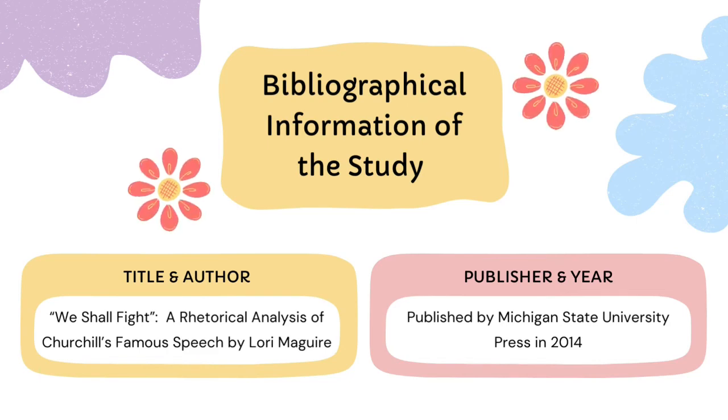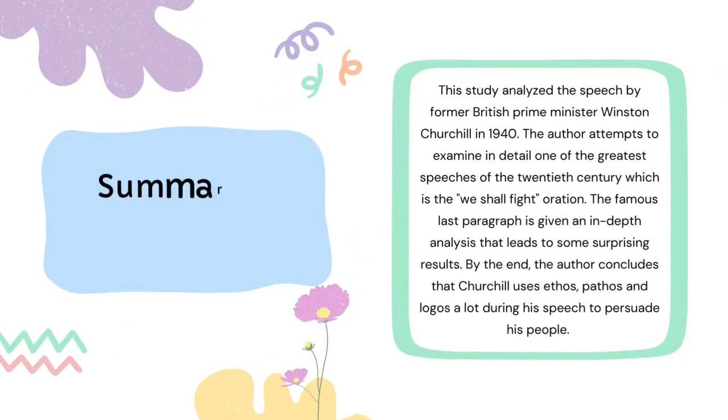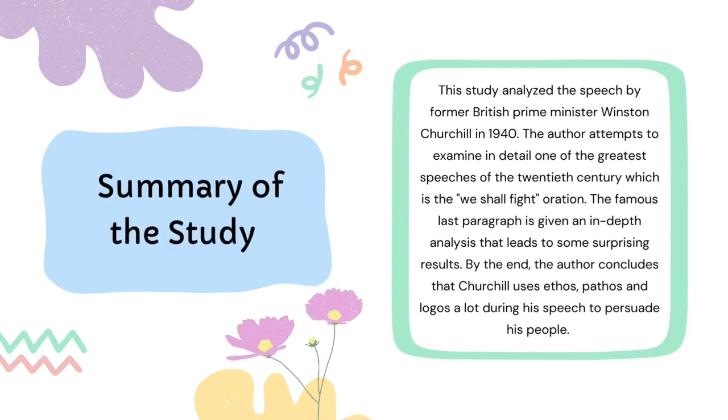We chose this study after filtering the years and keywords of communication plus rhetorical research on Google Scholar. This study analyzed the speech by former British Prime Minister Winston Churchill in 1940. The author attempts to examine in detail one of the most famous and most important of these speeches, the "We Shall Fight" oration, now known as the "We Shall Fight on the Beaches" speech. The speech was given in the House of Commons on June 4, 1940, at the end of the evacuation of British and French troops from Dunkirk.